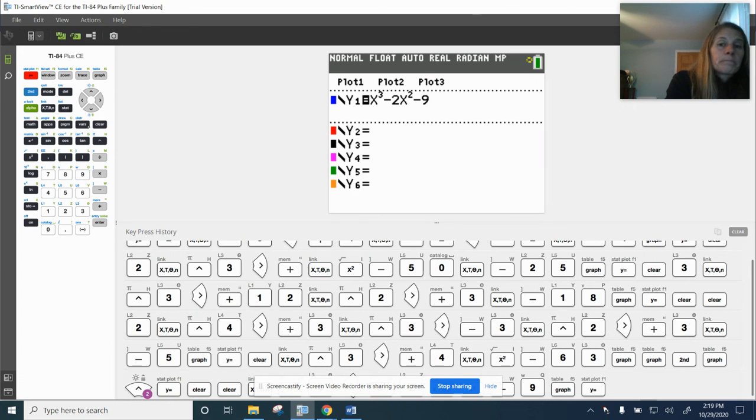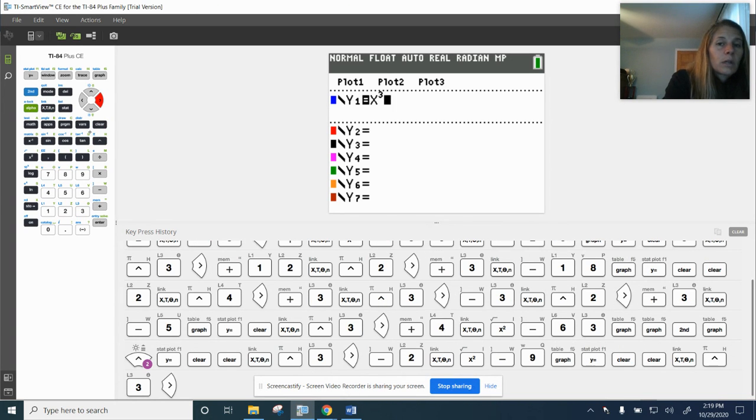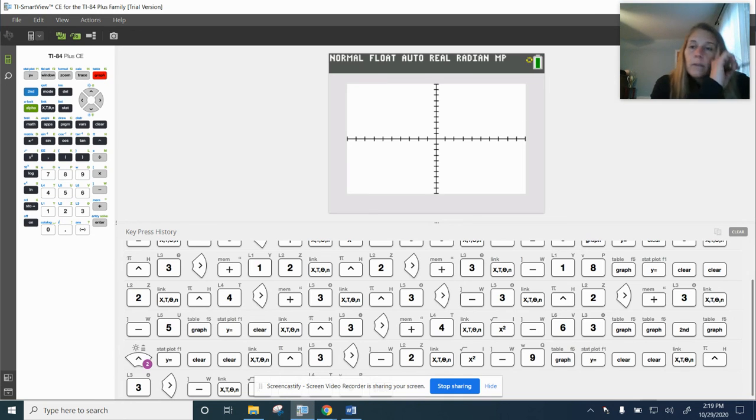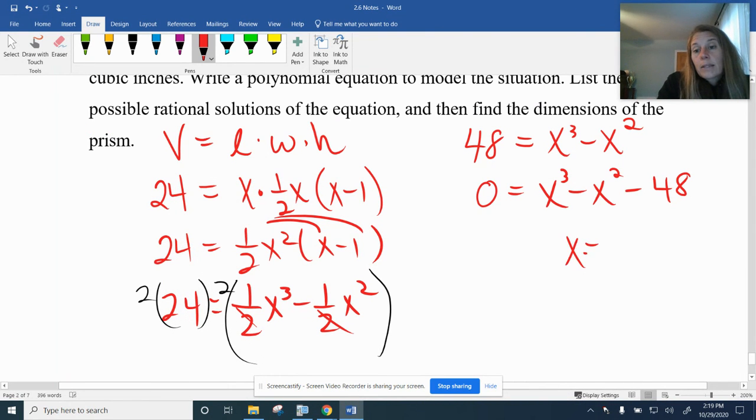So putting that in, we have x to the third power minus x squared minus 48. Now keep in mind all of the factors of 48 would be possible solutions here, and we're just getting this 4 to show up on the calculator. So we know x equals 4.